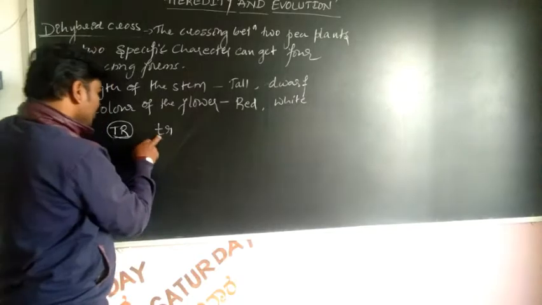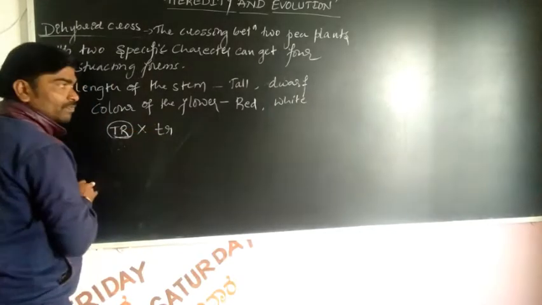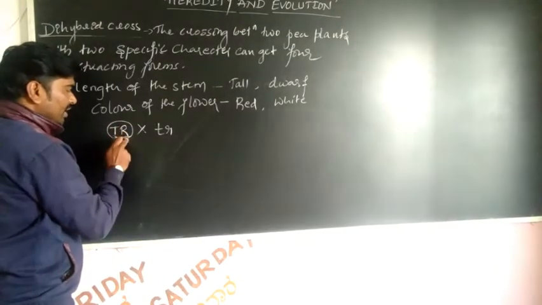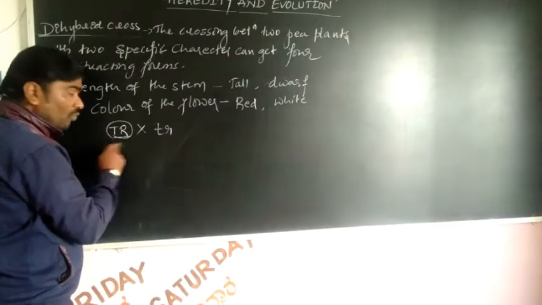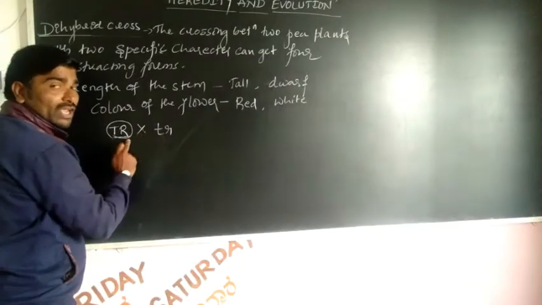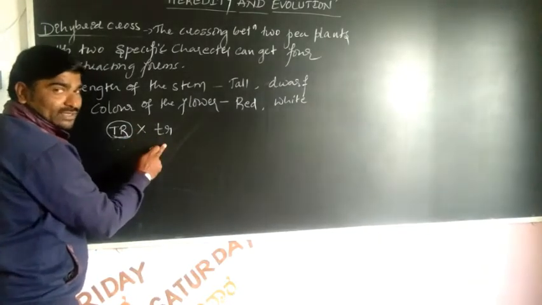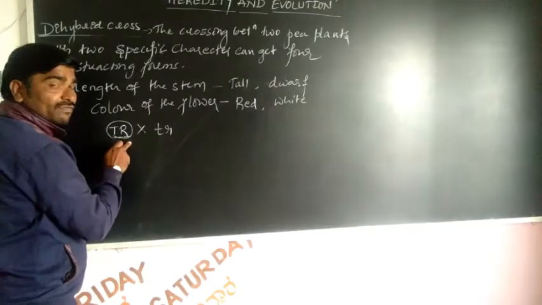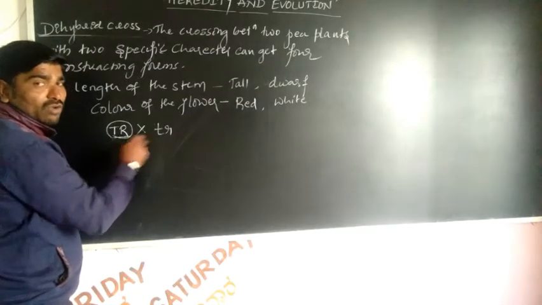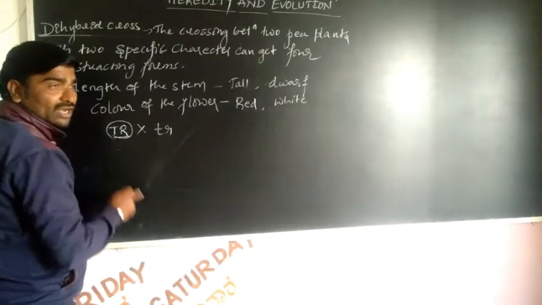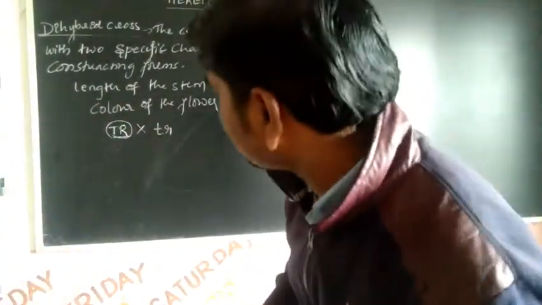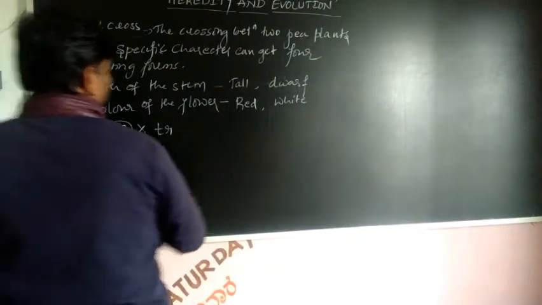This is clear. So the crossing between these two, that means the crossing between a red flower with a tall plant and a white flower with a dwarf plant. Here is the crossing model. What is the result? What are the offspring that come from the red flowering tall plant and the white flower dwarf plant in the F1 generation and F2 generation? Right? So let us study the crossing.